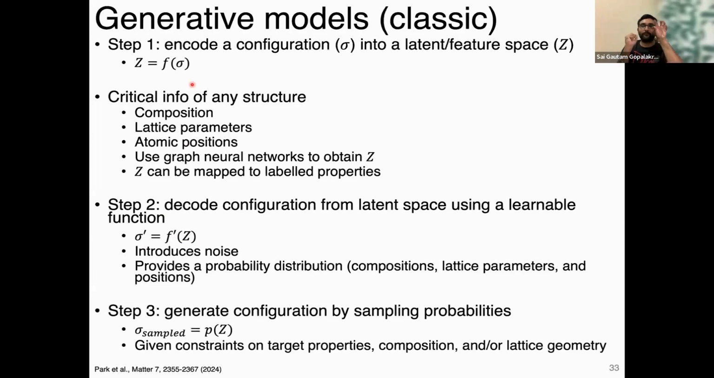Once the model learns how to encode and decode, given a new latent space representation, it can sample all the structures that it has learned before, basically the probabilities of those structures, and generate a new structure. So generative models work by learning the way to encode, learning the way to decode, and then given a new latent space configuration, it learns how to generate a new structure. This is how generative models work in the classic sense.